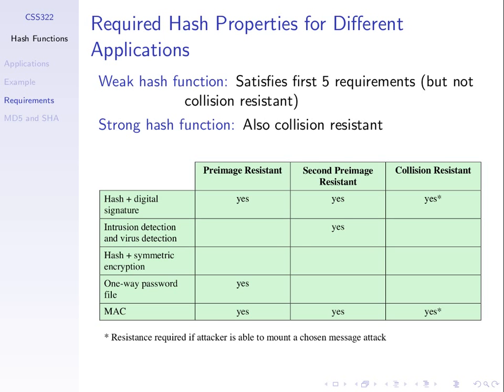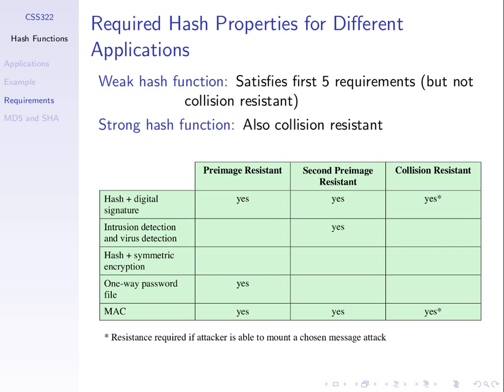So if we had a 256-bit hash value, it would take 2 to the power of 256 attempts on the first two properties and 2 to the power of 128 attempts on the third, strong collision resistance property. That would be considered secure for a brute force attack.